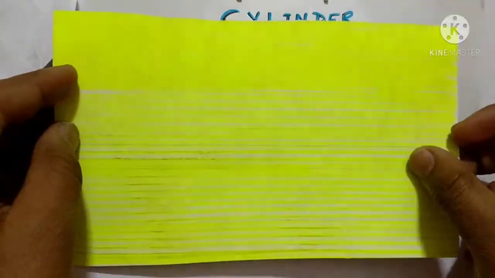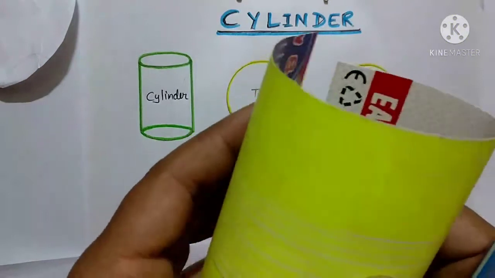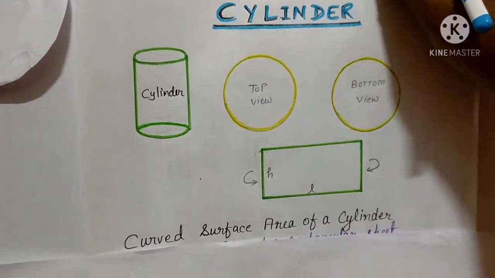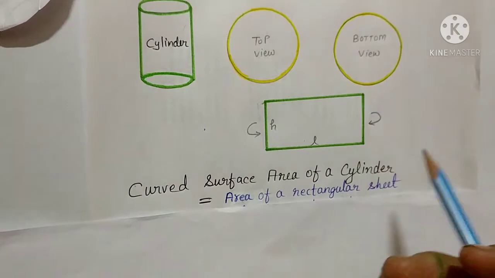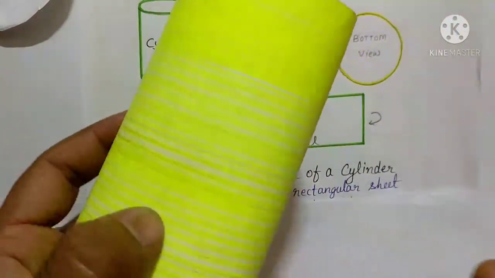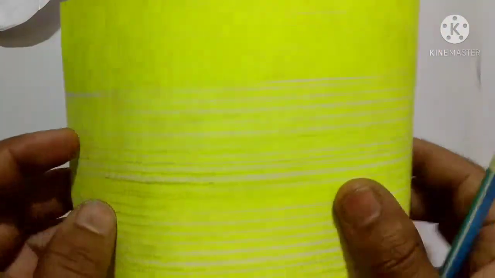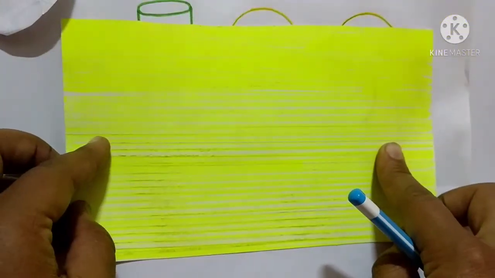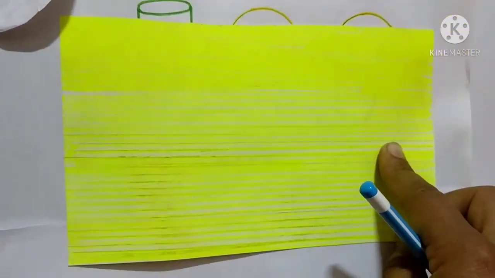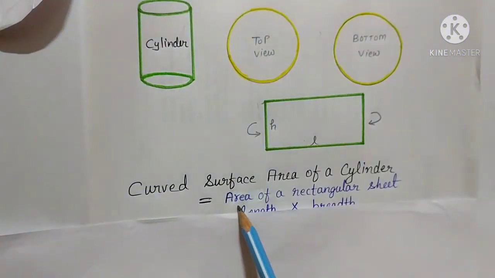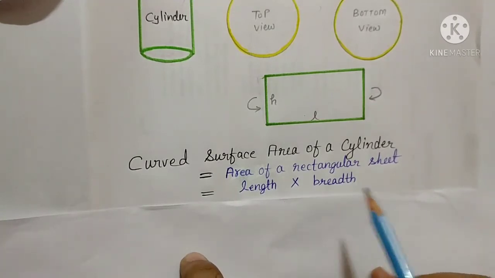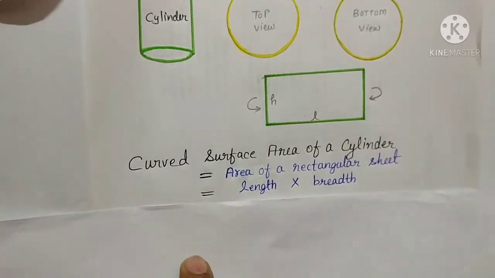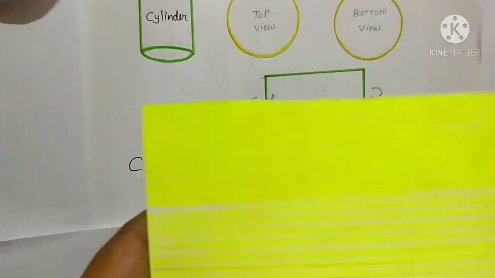This is the curved surface. Now the formula comes to find the curved surface area of the cylinder. It means they are asking about the area which is curved, and when we open this part, it becomes a rectangular sheet. So indirectly they are asking the area of the rectangular sheet, and we know very well the area of a rectangular sheet is length into breadth.